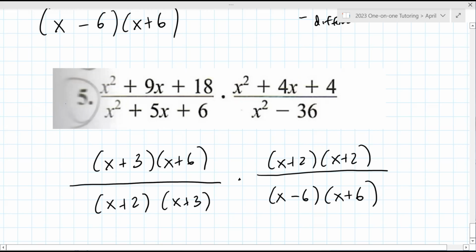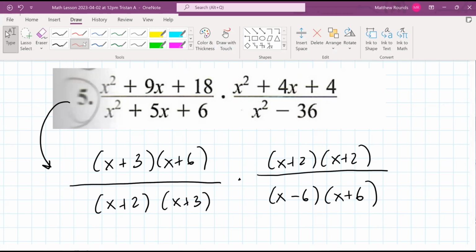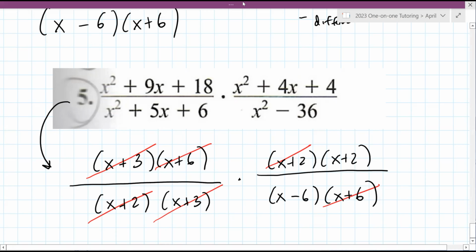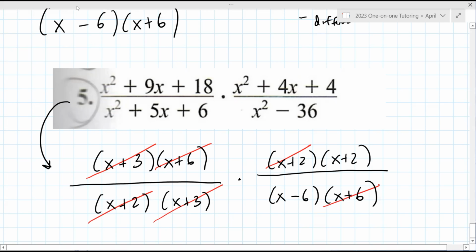Do you agree with how we've rewritten number 5? Yeah. So you did all of that, like you did all the individual pieces here. So now what's left is to cancel. So if it's in the top and the bottom, say there's an x plus 3 and an x plus 3. Yeah, it's got x plus 2 over x minus 6. Yeah, you got it. How come you're able to do that so fast? That's really good.